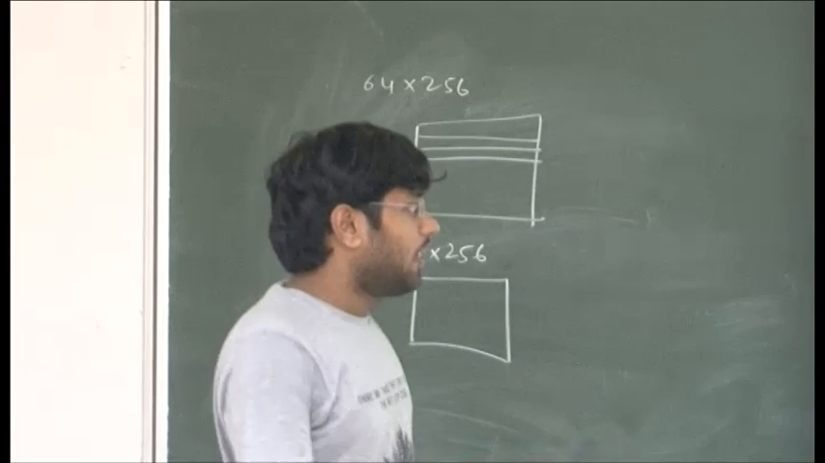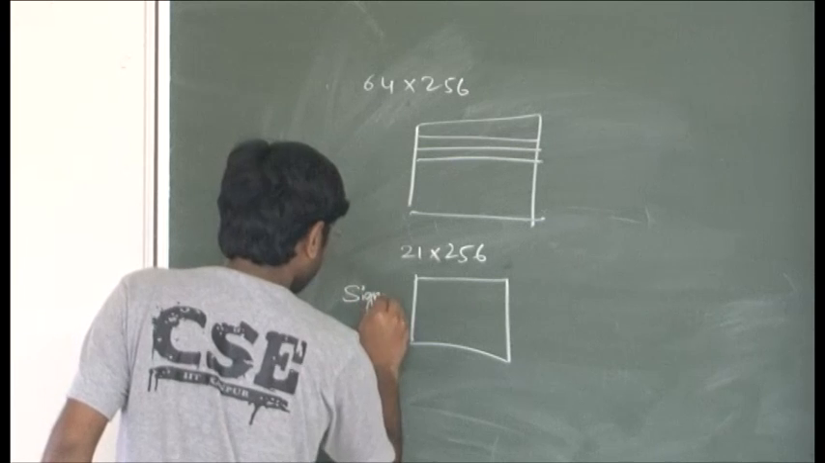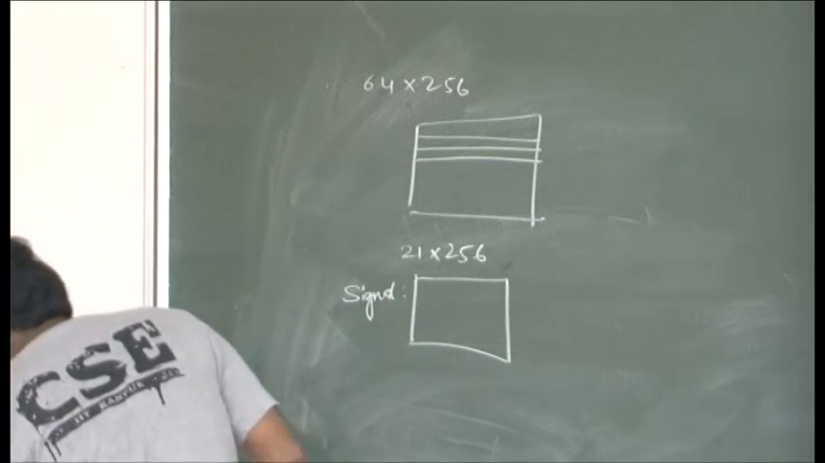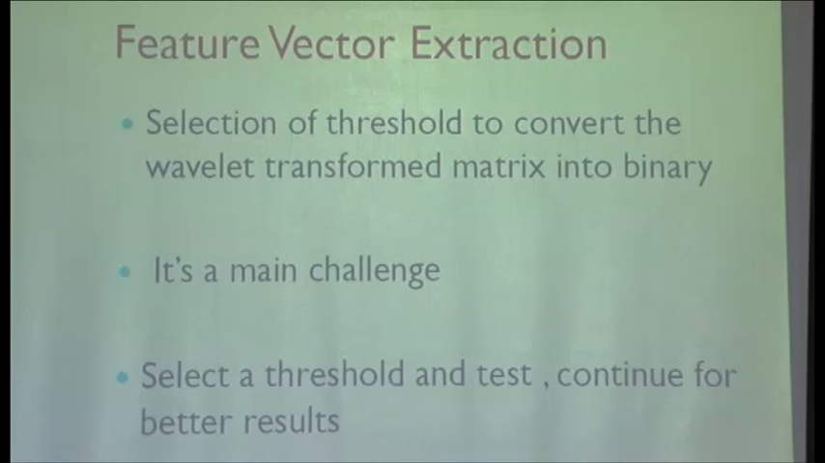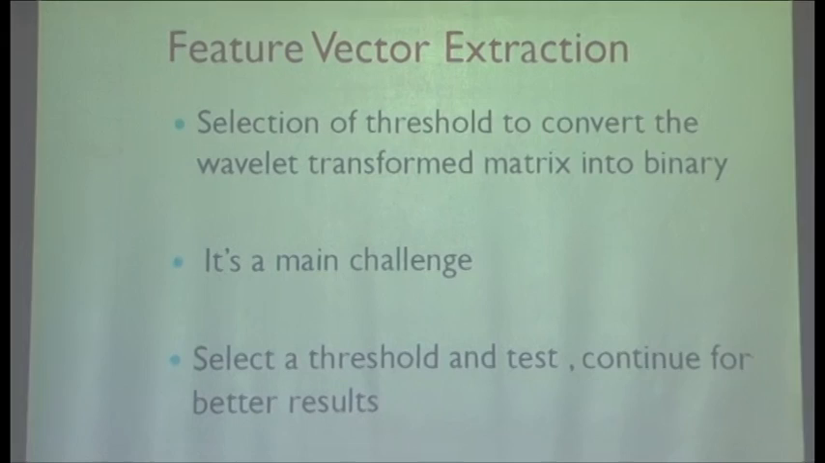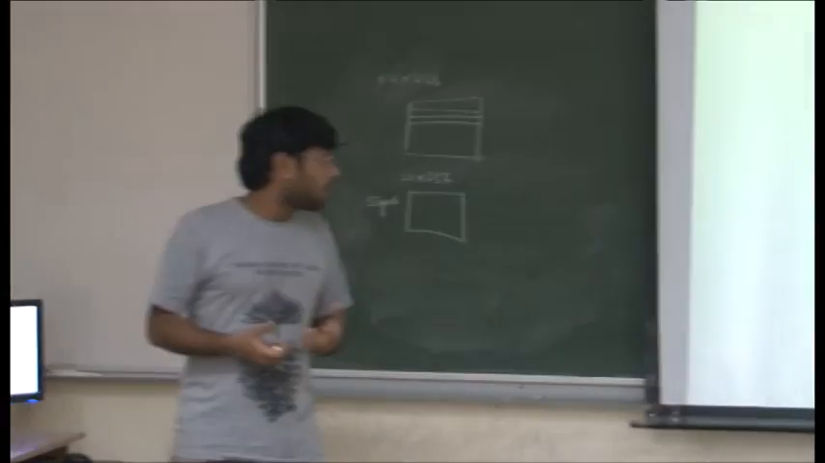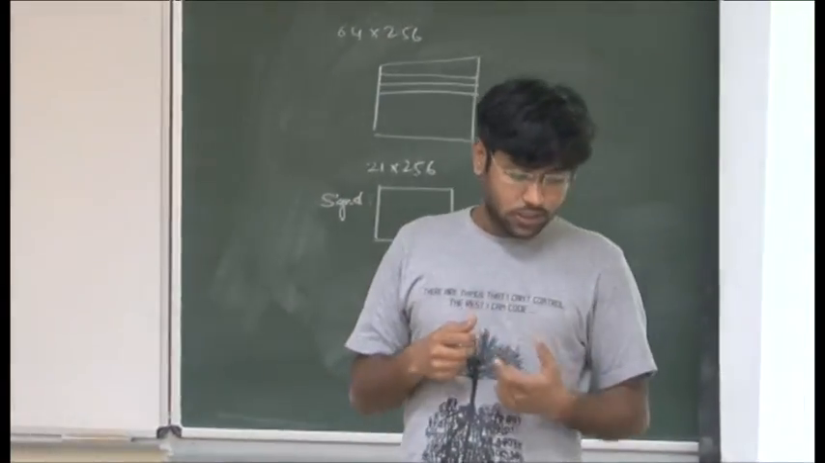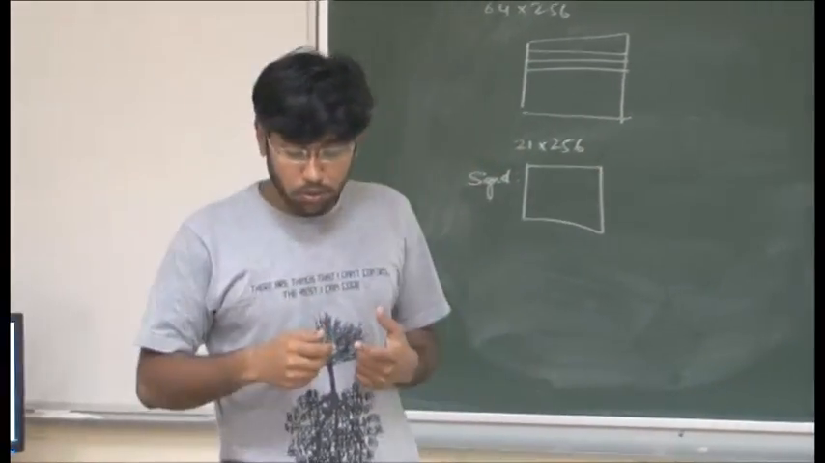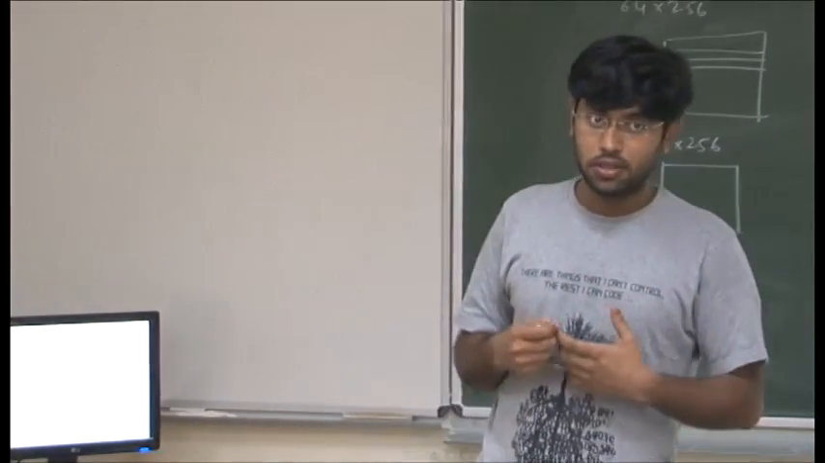And I applied the Wheeler transform on the obtained signal matrix. This is the signal matrix I have obtained. After the signal matrix, I have to extract the feature vector. In order to do that, I have to select a threshold to convert the signal matrix into a feature vector matrix. The selection of this threshold is a very big problem, because I don't know exactly for what value the best results will come.